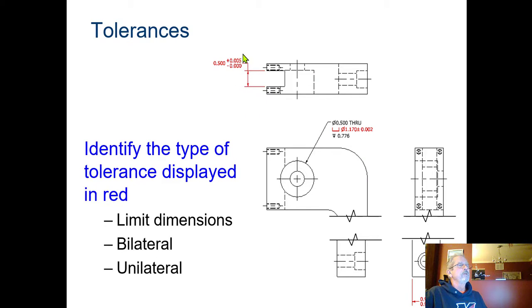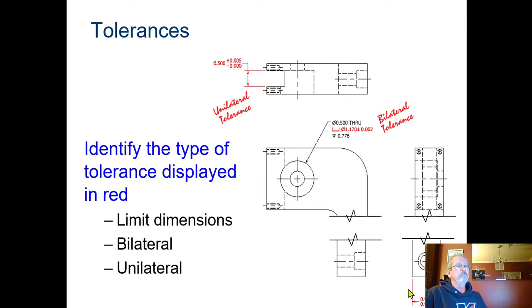All right, so when we take a look at this, I want you to just stop for a second here, take a look, and tell me what kind of tolerance this first one is. If you said unilateral tolerance, you would be correct because it only can get bigger, but it can't get smaller. All right, think about what this one is going to be and take a look at this. What type of tolerance is this in the red right here? And if you said bilateral tolerance, you would be correct, right? Because it's got a plus minus 2 thousandths of an inch each way.